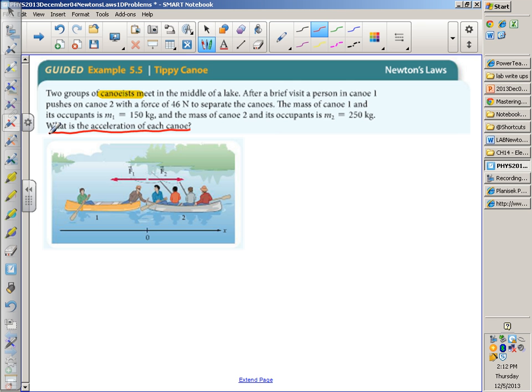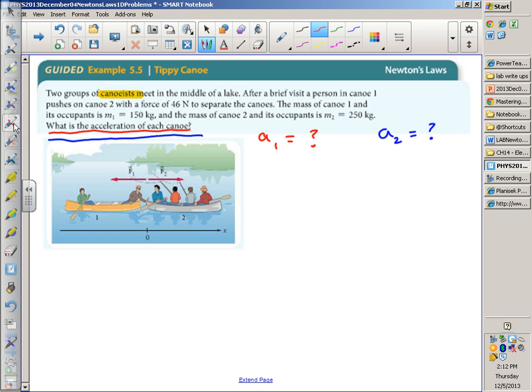So, in this problem, we actually have two unknowns, right? We have the acceleration of canoe 2 and the acceleration of canoe 1. The acceleration of each canoe. So, just in the general math sense, if we have two unknowns, how many equations are we going to need to have? Two equations, okay?